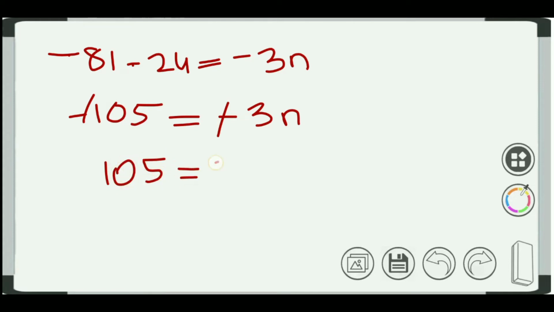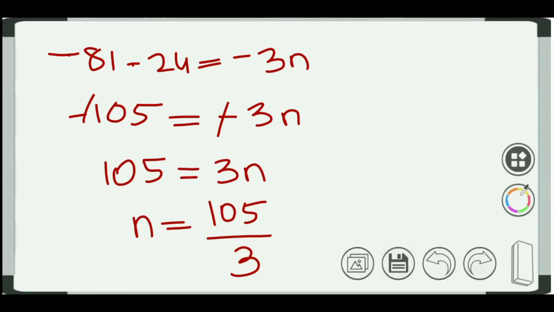105 equal to 3n. Now n is equal to 105 divided by 3. Okay, 105 divided by 3 is 35. So you got n is equal to 35 and you can conclude that the 35th term of this given AP is minus 81. Okay. Now another example.